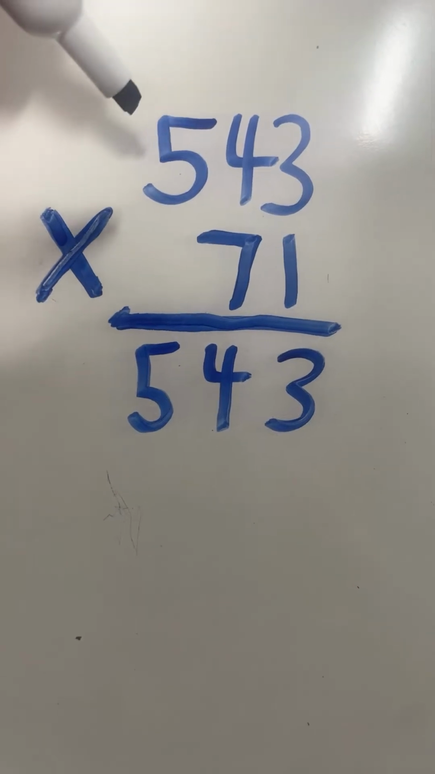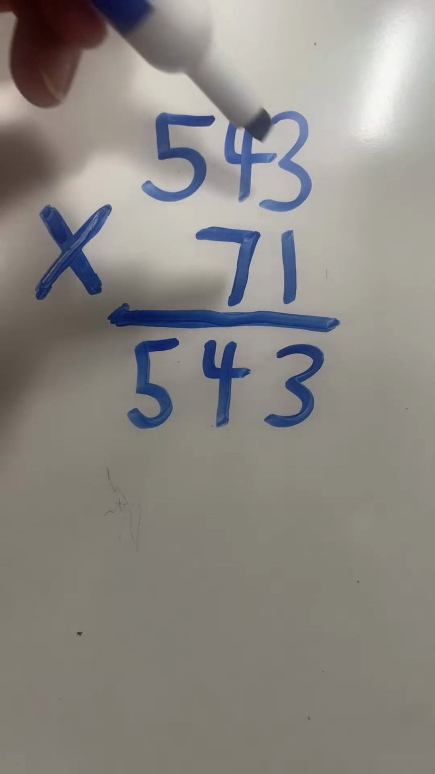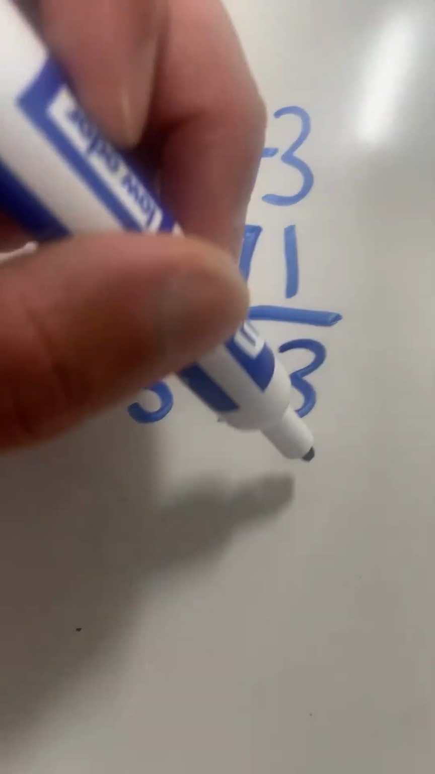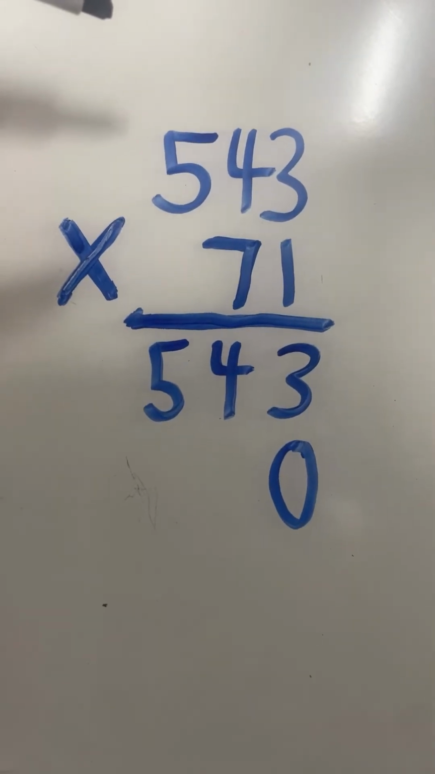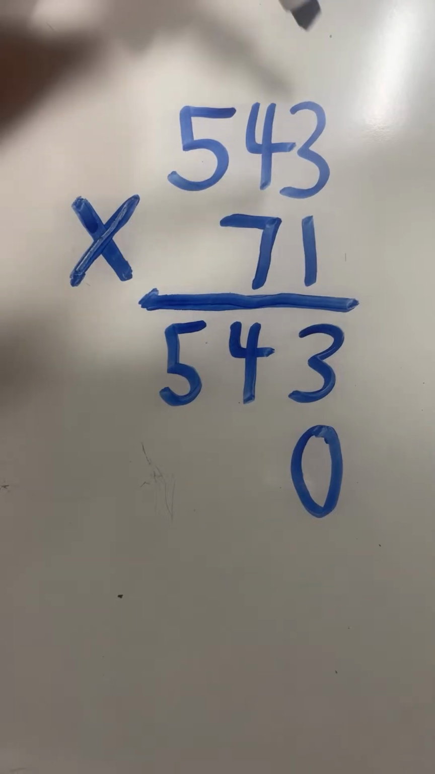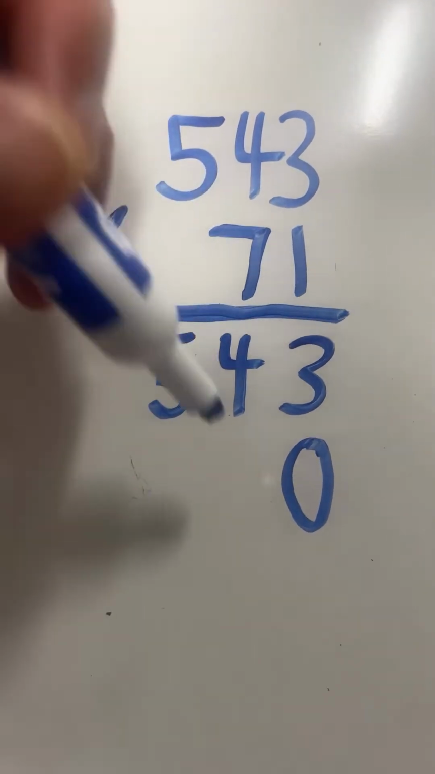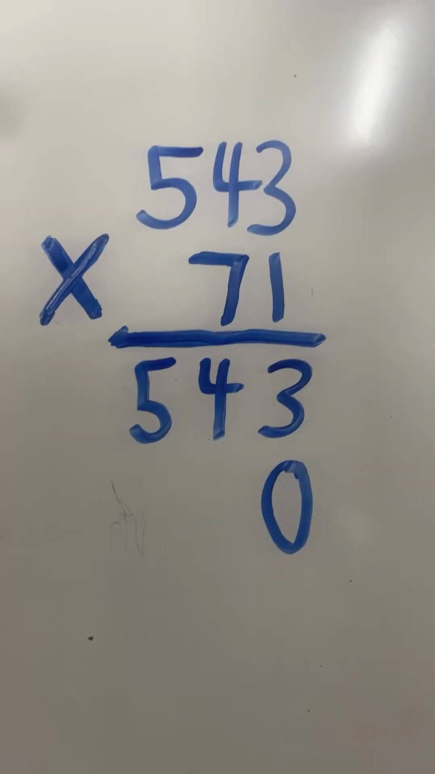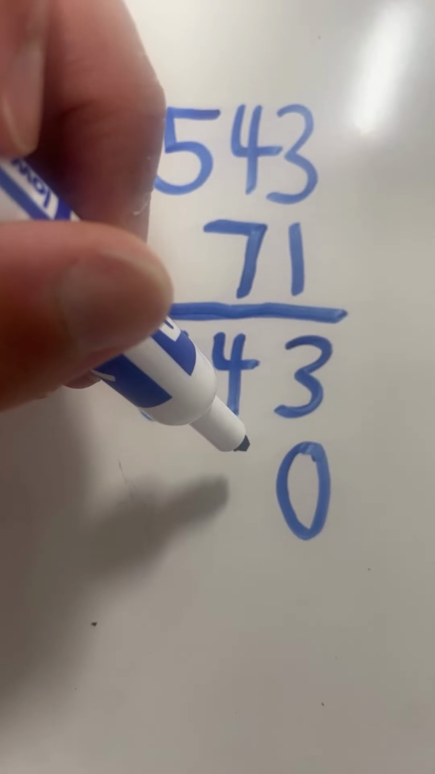Next, we're going to multiply the top 3 digits times the bottom digit in the tens place. Now, since both digits in the ones place have already been multiplied, we're going to put a 0 in the ones place. Three times 7 equals 21. Now, we have to regroup because our product is more than 10. Anytime our product is 10 or more, we have to regroup.